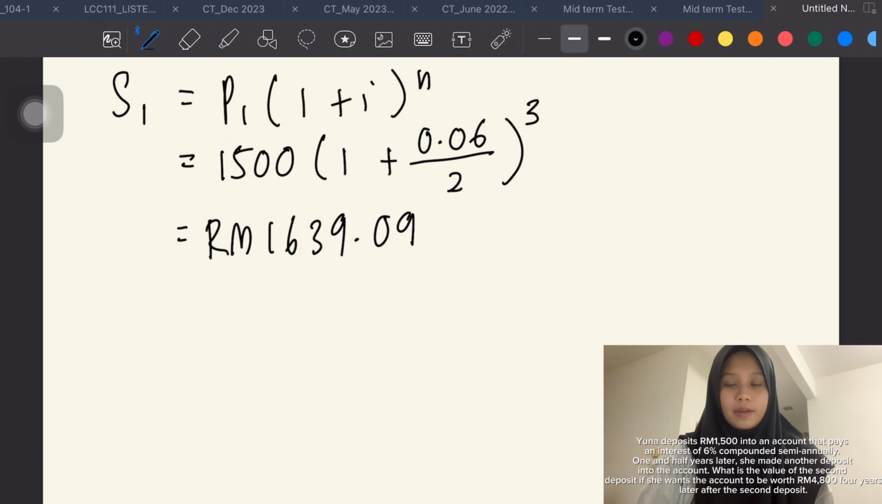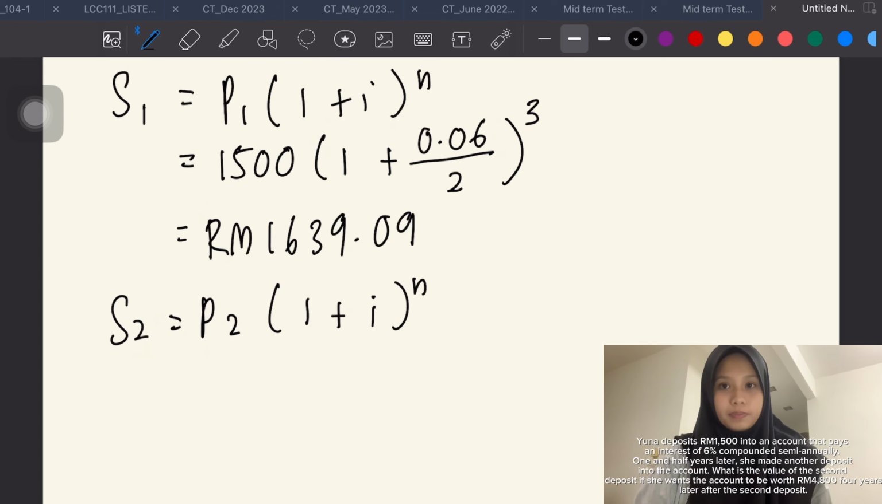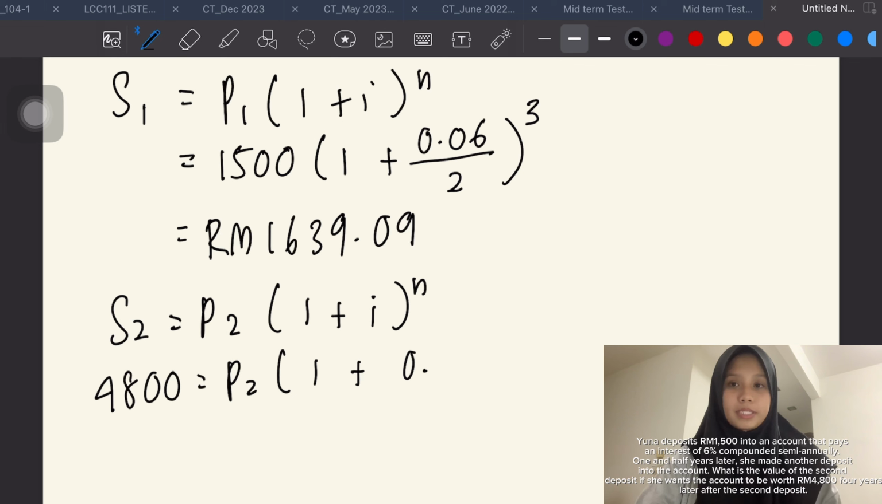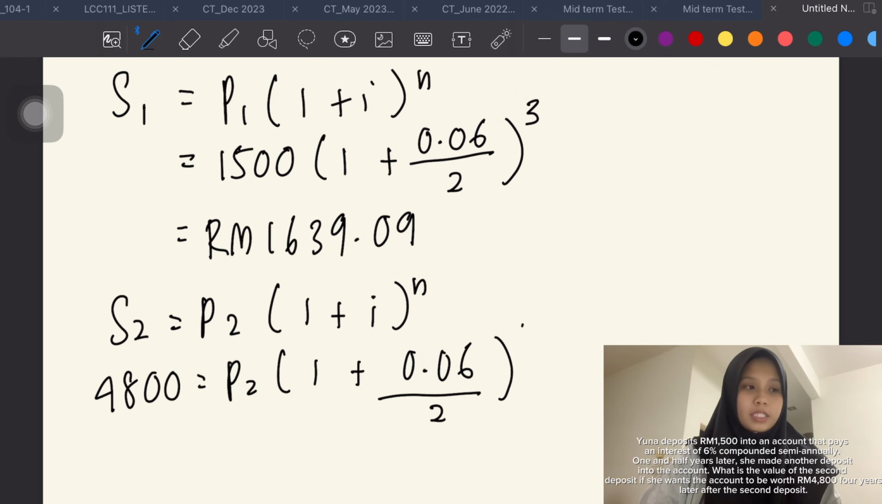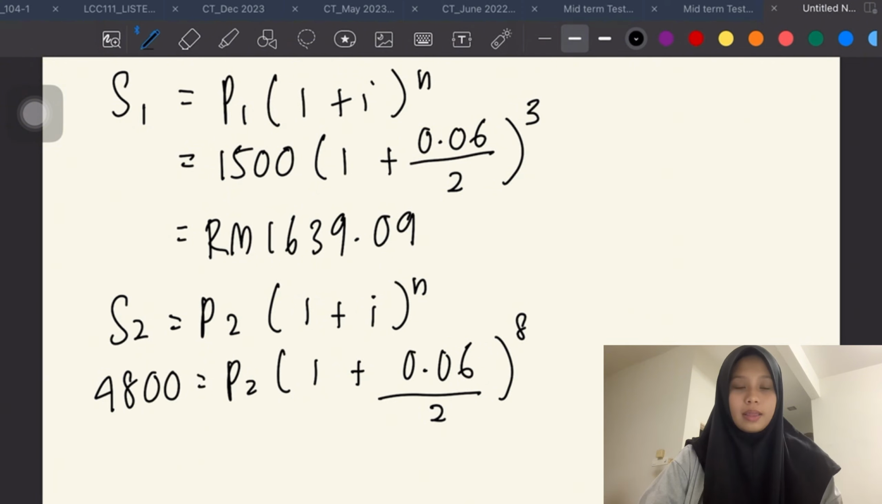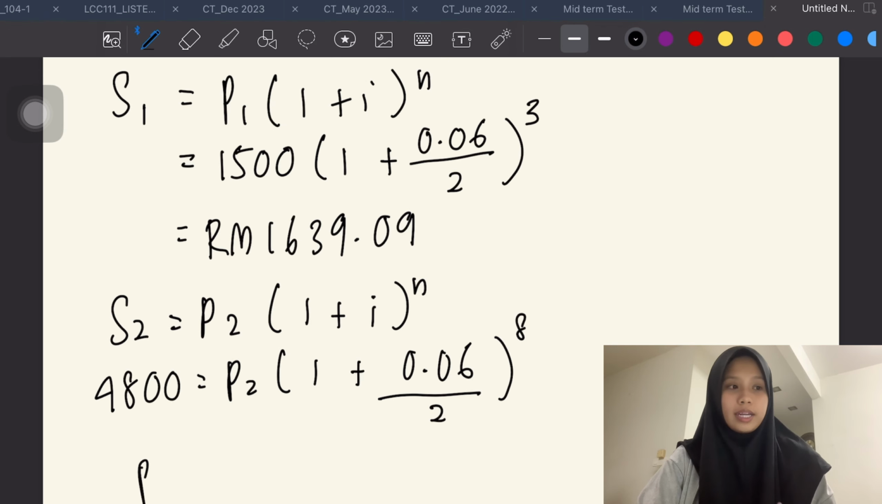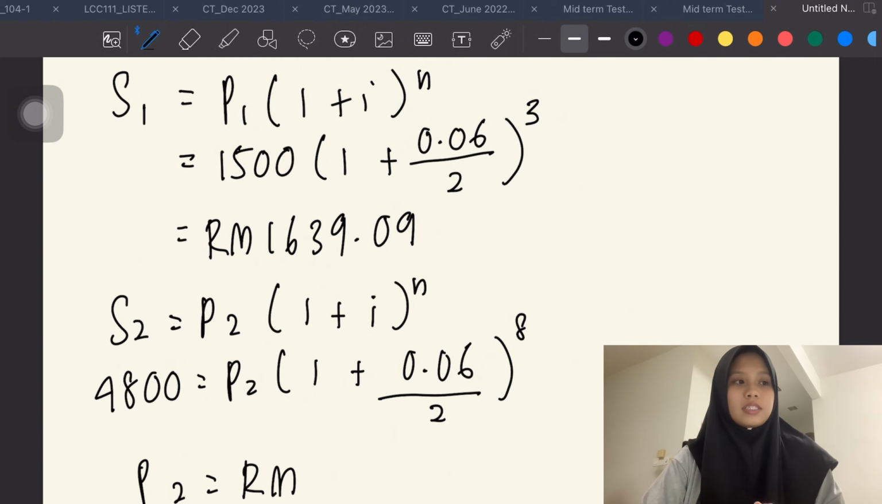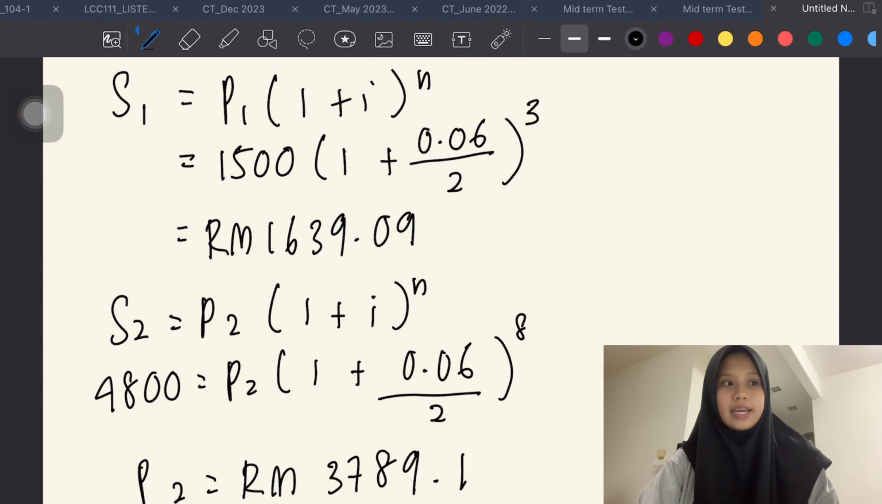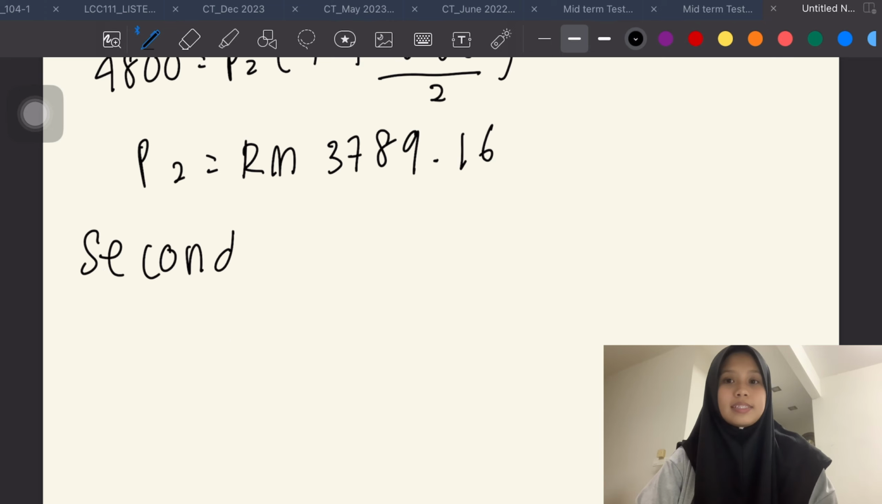Then, we need to find the second principal. To find the second principal, we will use the same formula but with different amounts. The second future value is 4,800 ringgit, which equals the second principal, the amount that we need to find, multiplied by (1 + i) power n. The i is still the same, but the n is 4 multiplied by 2 because the second deposit is for 4 years. After we calculate it, we will get 3,789 ringgit and 16 cents. So that is the second principal.